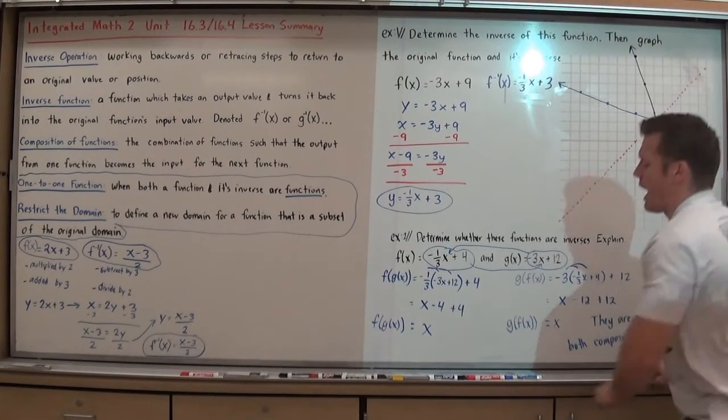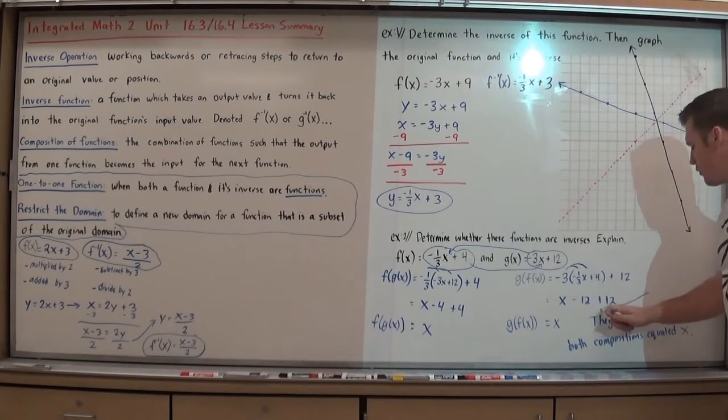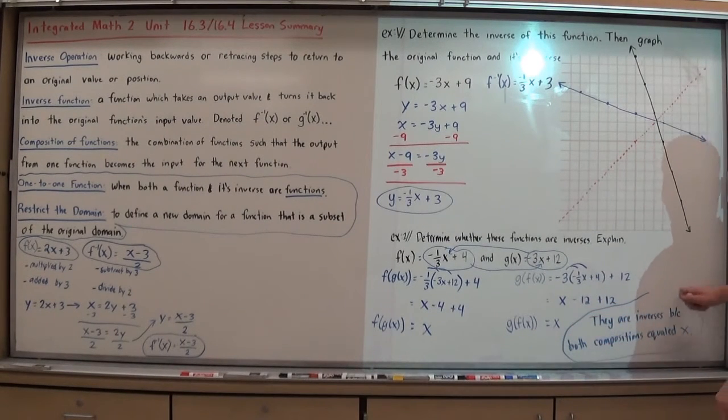This definitely takes practice, so you want to make sure you're doing the homework on these because there's quite a few things that can happen. When both of them equal x, it's an inverse. If only one of them simplifies down to x, then they are not inverses. It has to work for both, and that can happen where it only works for one. If it doesn't work for either, then they are not inverses.